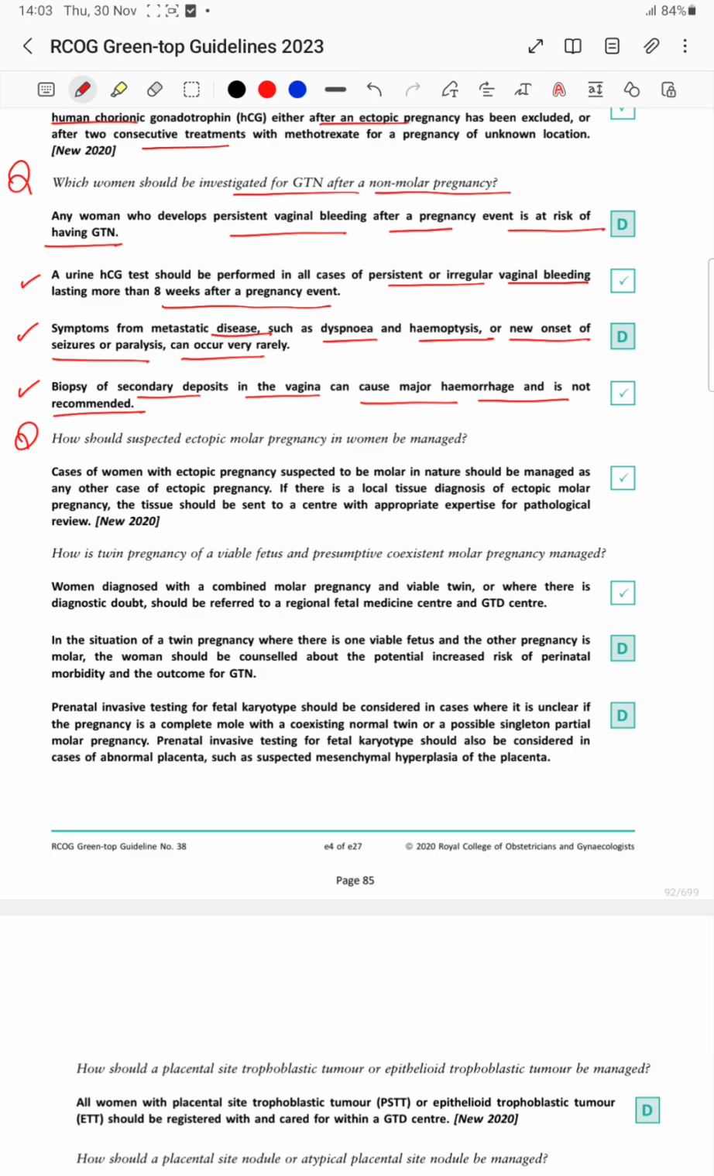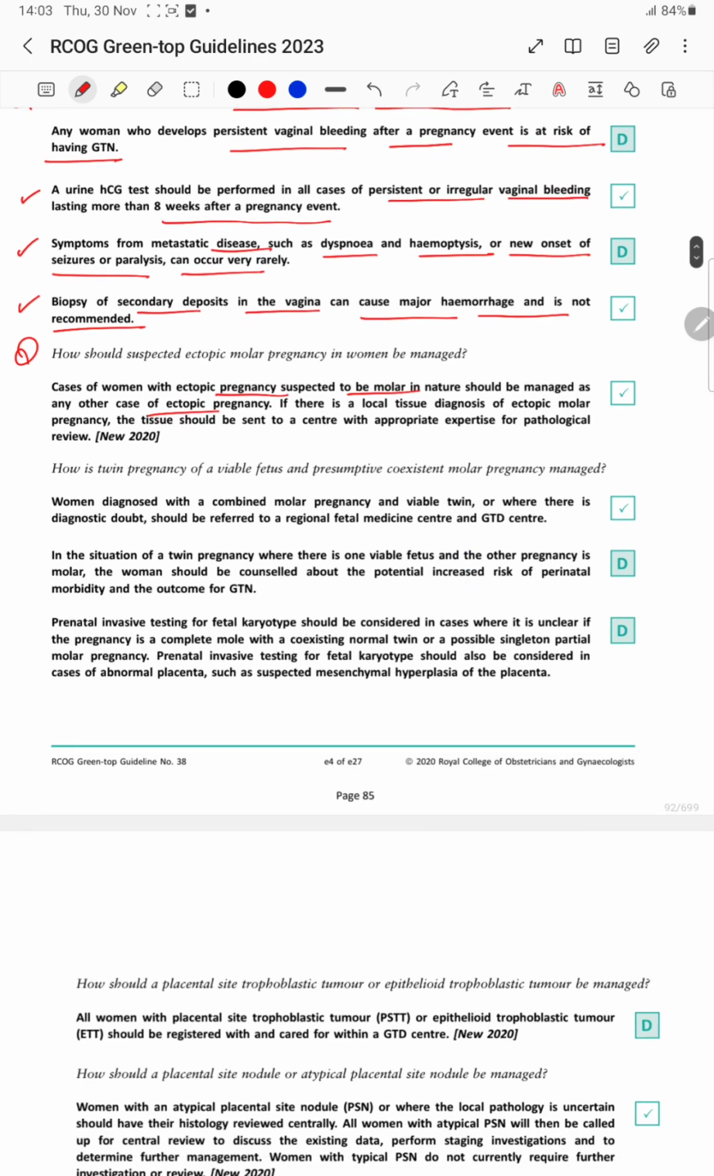How should suspected ectopic molar pregnancy in women be managed? The cases of women with an ectopic pregnancy suspected to be molar in nature should be managed as any other case of ectopic pregnancy. If there is a local tissue diagnosis of ectopic molar pregnancy, the tissue should be sent to a center with the appropriate expertise for pathological review.